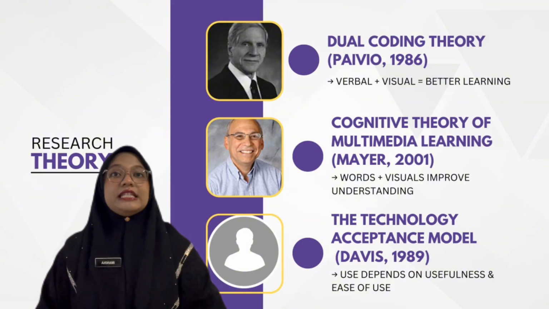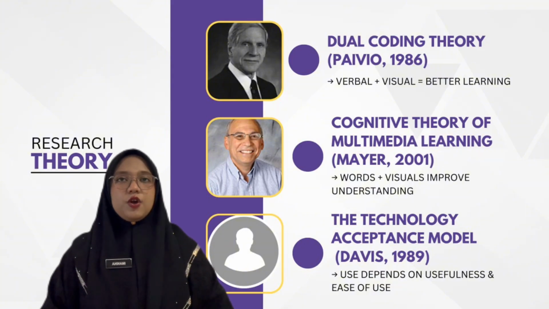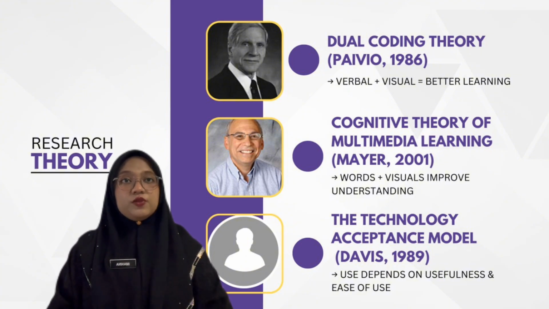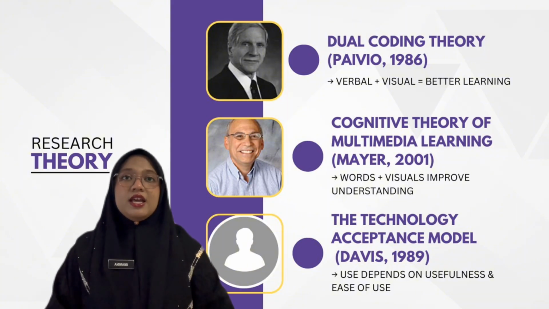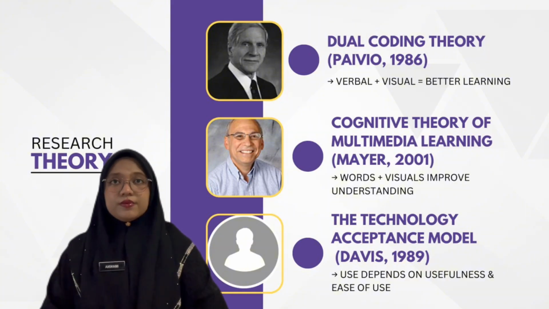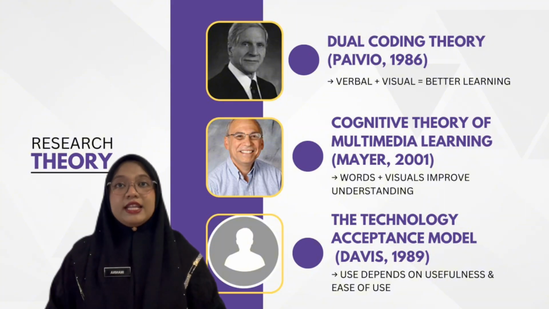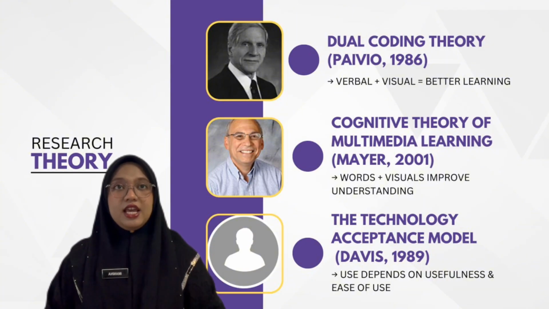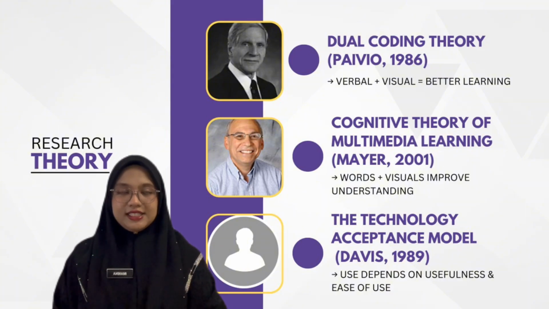The third theory is the technology acceptance model proposed by Davis. This theory explains that individuals are likely to use technology if they perceive it as useful and easy to use. In this study, this theory helps explain TESL teachers' behavior. How? If the teachers believe that visual tools are useful and easy to apply, and if they have sufficient digital literacy, they are more likely to use visual representation in their teaching process.